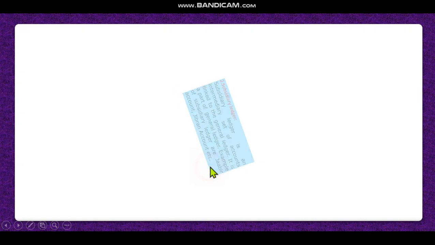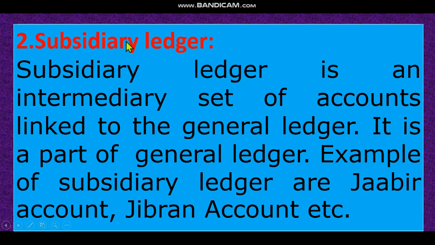On the other hand, look at, dear student, another type: the subsidiary ledger. A subsidiary ledger is an intermediary set of accounts linked to the general ledger. That means it is a part of the general ledger, created from the general ledger. Examples of subsidiary ledger are Jabir account, Zibran account. Jabir is our debtor or account receivable. Zibran is our debtor or account receivable. If the owner would like to get an individual name account, then it is a subsidiary ledger. I hope all of you understand.